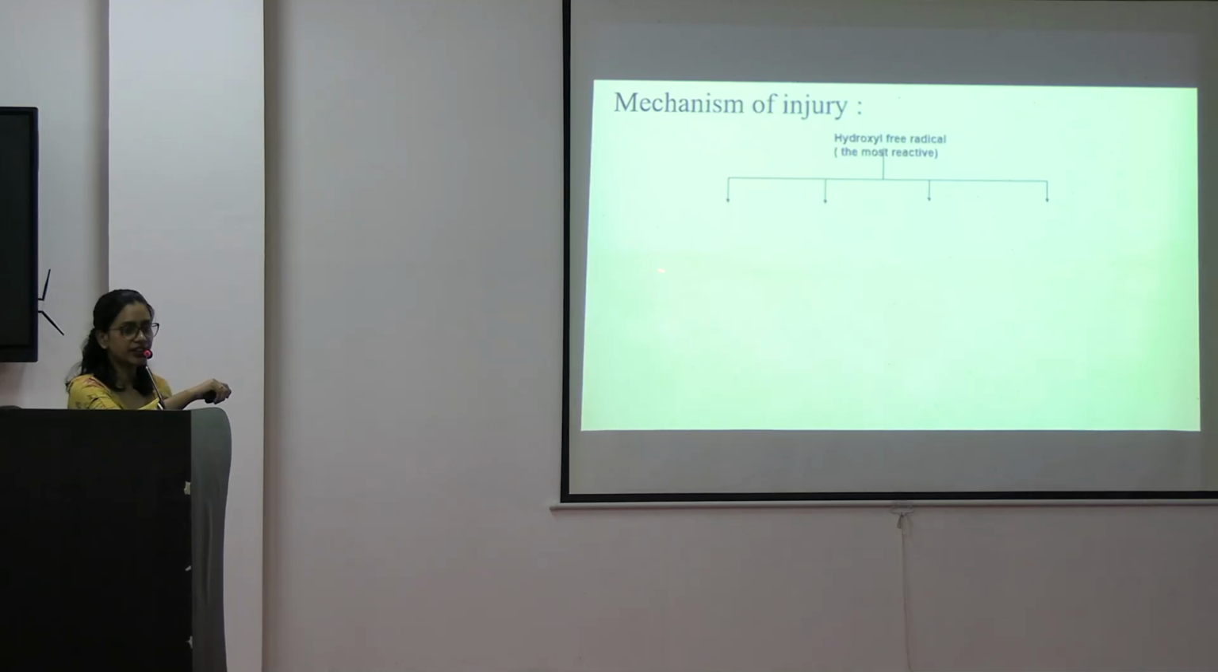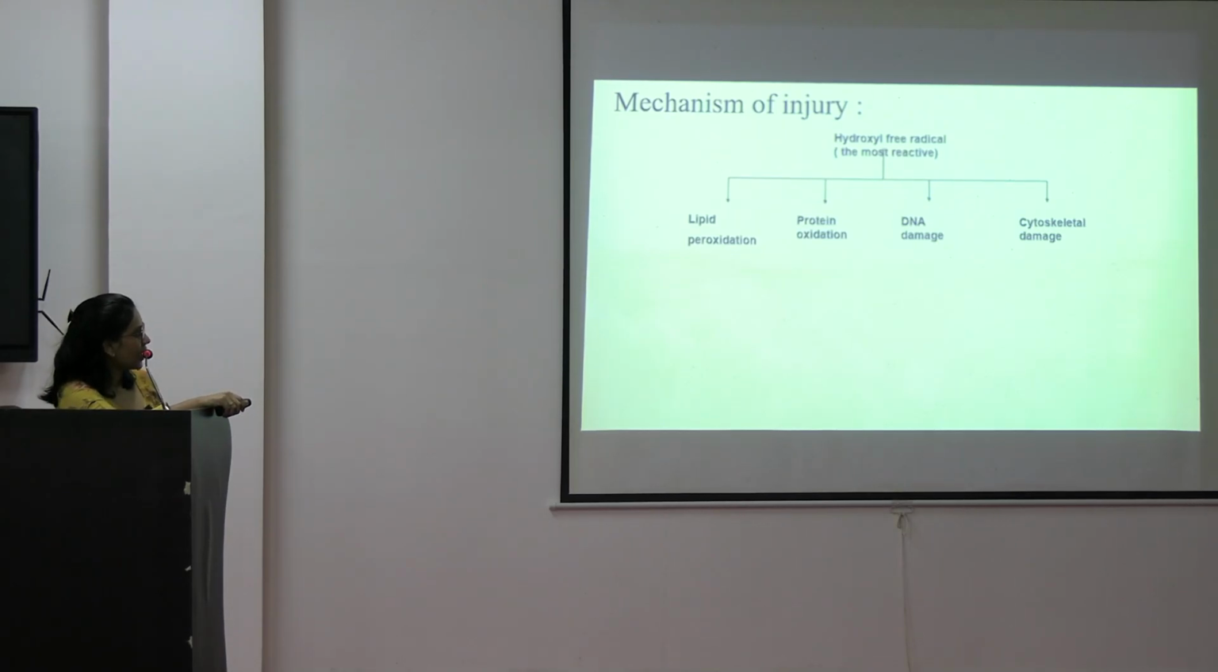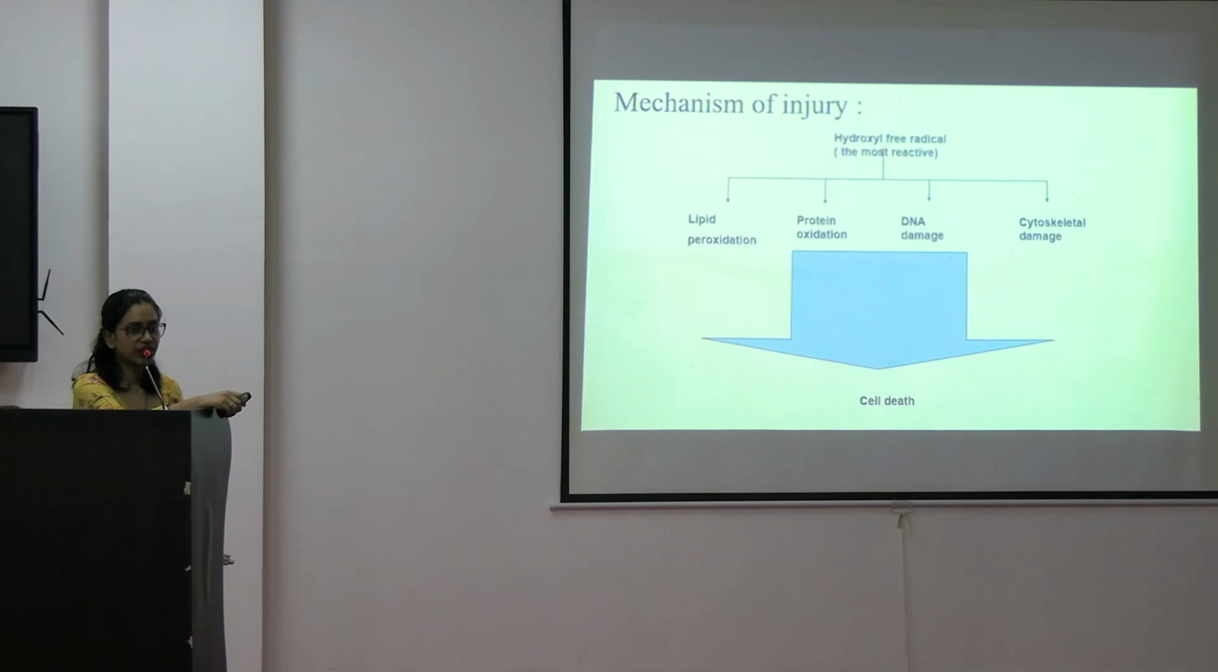So how do these free radicals cause cell injury? Taking the hydroxyl free radical as the example, because it is the most reactive and most potent, they cause lipid peroxidation, protein oxidation, DNA damage and cytoskeletal damage. All of these changes will lead to cell death. Okay, so free radicals usually cause what kind of cell injury? Cell death is the result of what kind of cell injury?